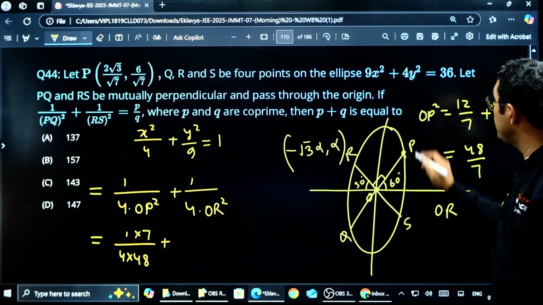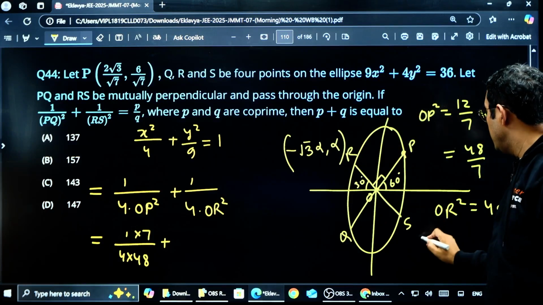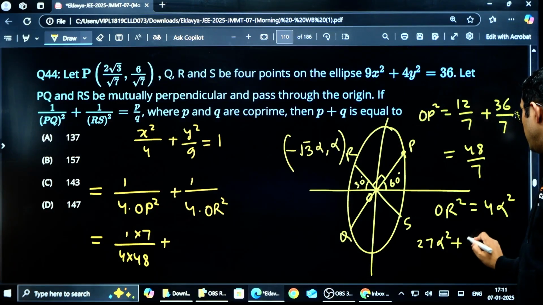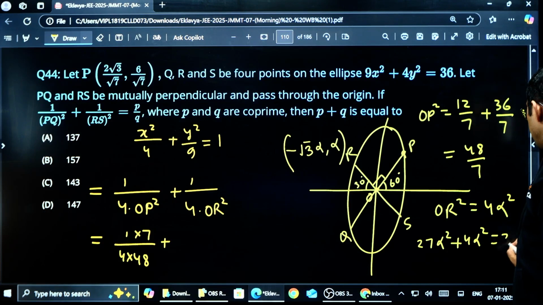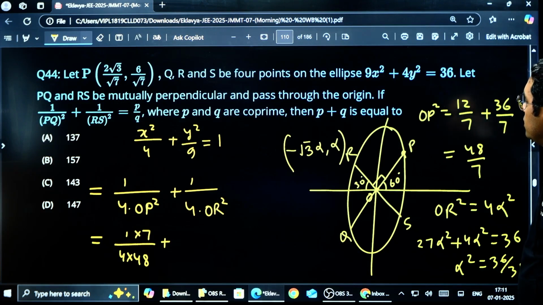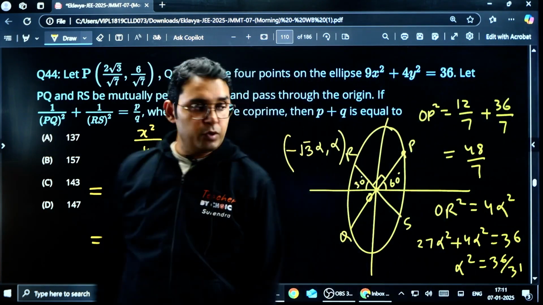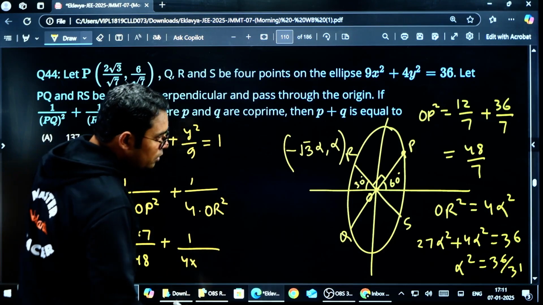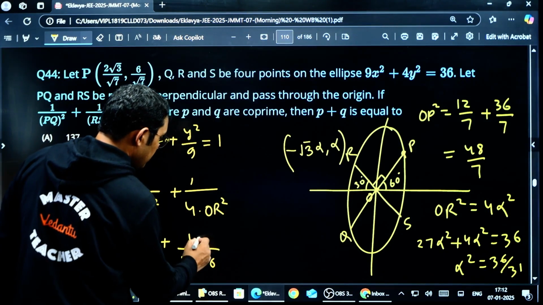So I'll put it here: 3 into 9, 27 alpha square plus 4 alpha square is equal to 36. From there, we get alpha square to be equal to 36 upon 31. So we will put that here and I think we get the answer: 1 upon 4 into 36 into 31.